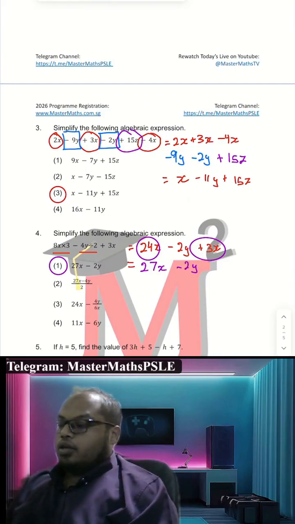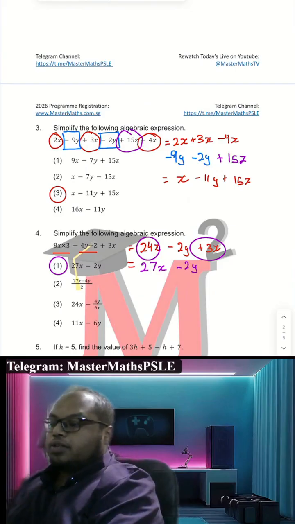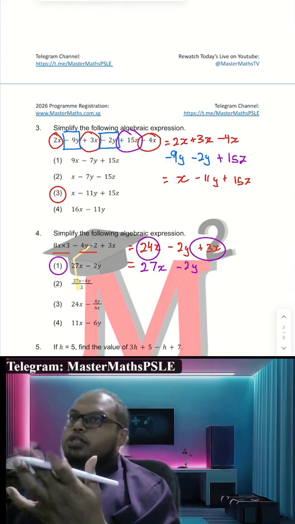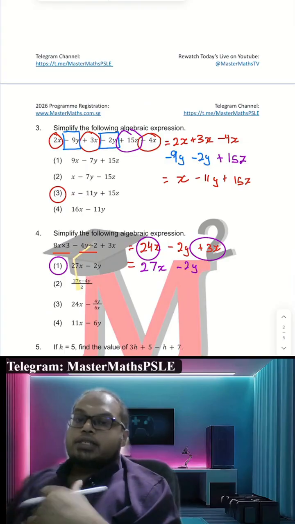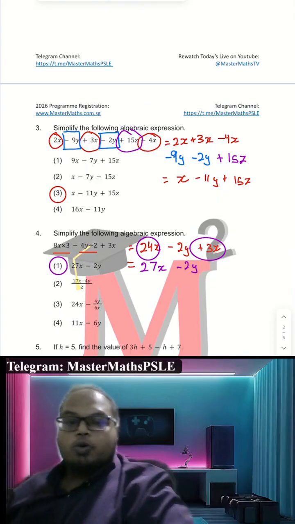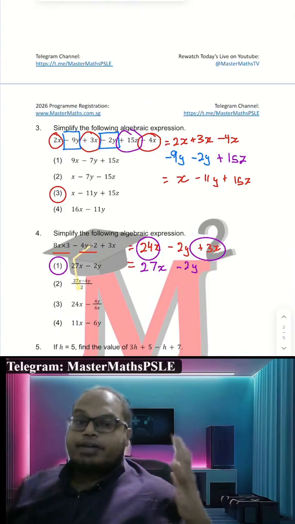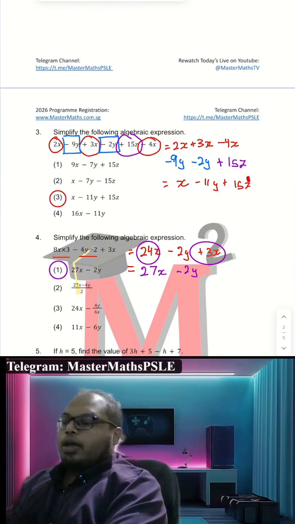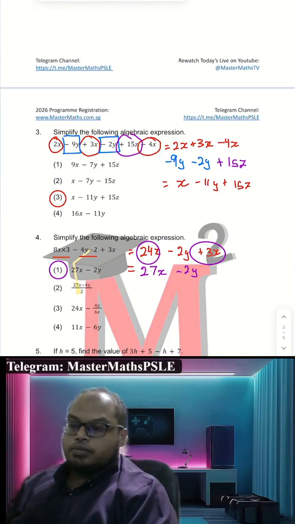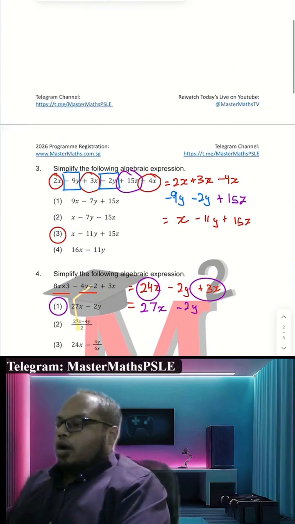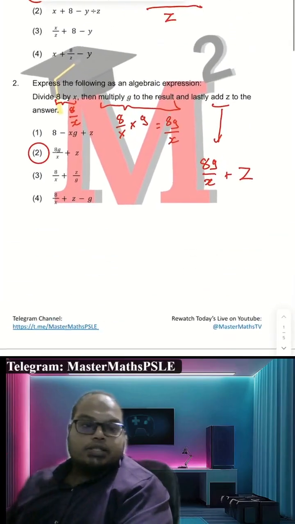So 2 plus 3 minus 4 is x. Then minus 9 minus 2. Because if it's plus 9 minus 2, then yes, it becomes 7. But you are already subtracting and you want to subtract some more. So altogether you'll be subtracting 11y. That's why minus 11y and plus 15z.